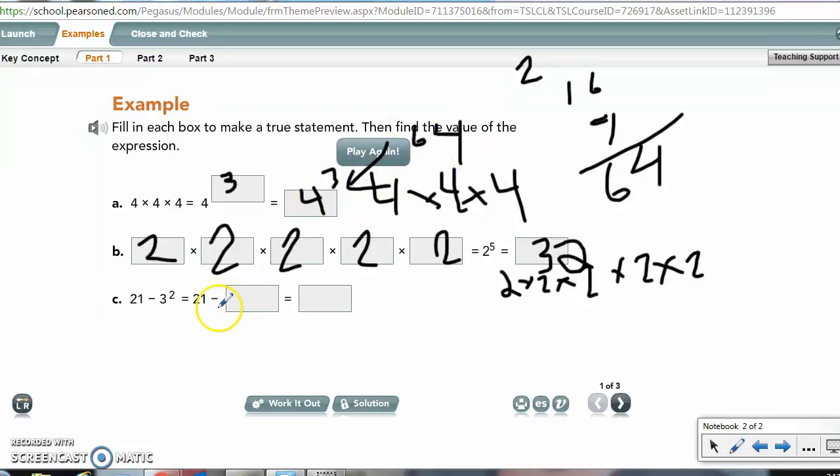Okay, what about here? They want you to solve using order of operations. What's 3 to the second power? Well, 3 times 3 is 9. So they brought my 21 over. 21 minus 9 is, well, what is 21 minus 9? I know 21 minus 9 is 12, so I'll put 12 in this box right here. Go ahead and freeze your screen, catch up if you need to, call me over if you need help.